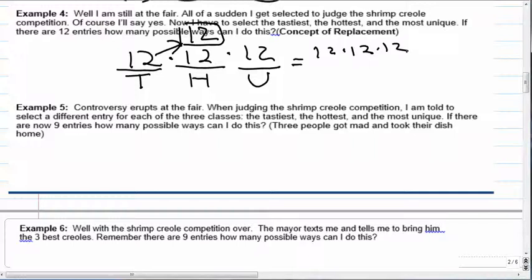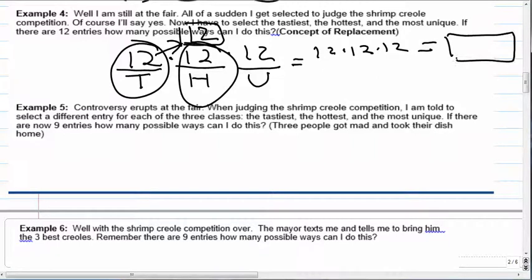Now, step 4, is there order to it? Yes, there is. If you get picked first, you're the tastiest. If you get picked second, you're the hottest. If there is order, you do not divide. So, I don't have to divide. This product here is the answer.